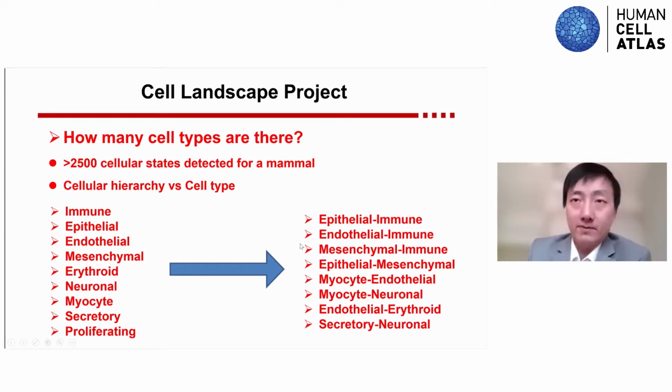During development, there are lots of cells undergoing epithelial and mesenchymal transition, and there are progenitor cells that co-express markers of myocyte and endothelial, or myocyte and neuronal markers. We believe that a cellular hierarchy is better to represent the actual cell types in mammals.